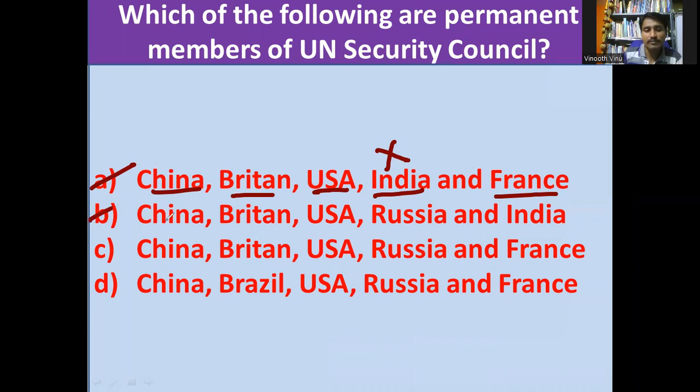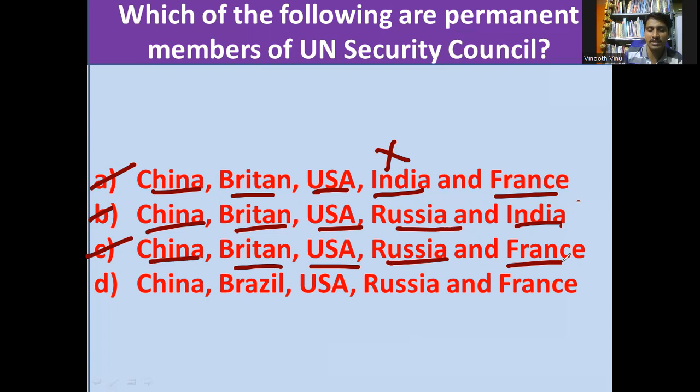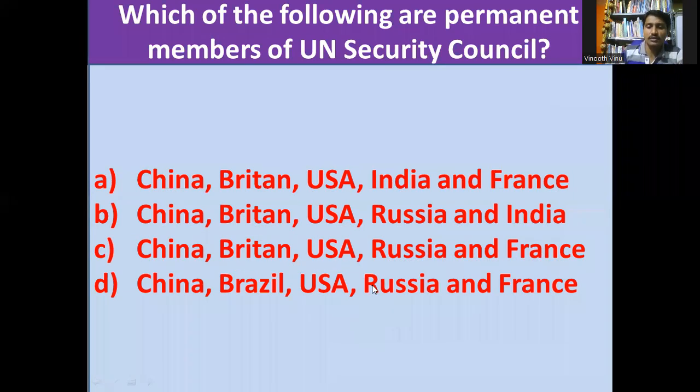Then option B: China, Britain, USA, Russia, yes, all are there, but India is also included, so it is not the option. Then coming to option C: China, Britain, yes, they are there. USA is there, Russia is a permanent member, and France is also a permanent member. So option C is the right answer. These are the permanent members of the United Nations Security Council.